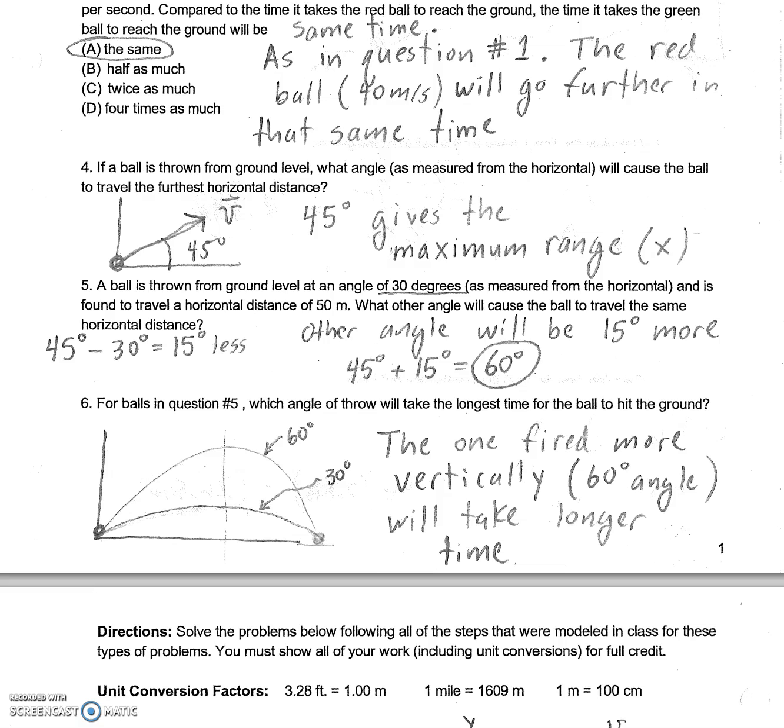For number 6, it says for the balls in number 5, which angle of throw will take the longest time for the ball to hit the ground? So our choices are 30 degrees or 60 degrees. And if we remember from our simulation yesterday, we know that as the angle increases, the time it takes for our projectile to hit the ground also increases. So the one that's going to be fired at the 60-degree angle will take a longer time.